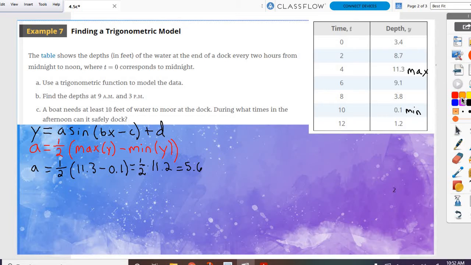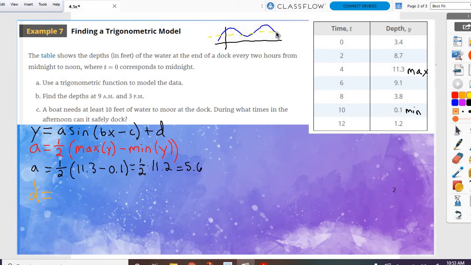So for my D value, now, let's think about this graphically. If we're looking at a sine or cosine graph, and we've shifted it, so our D value, remember, shifts our graph up and down. So we've shifted it to some spot up above our x-axis. Well, we know, and when we learned about it, we said, our x-axis, when I shift it, is like our new x-axis.